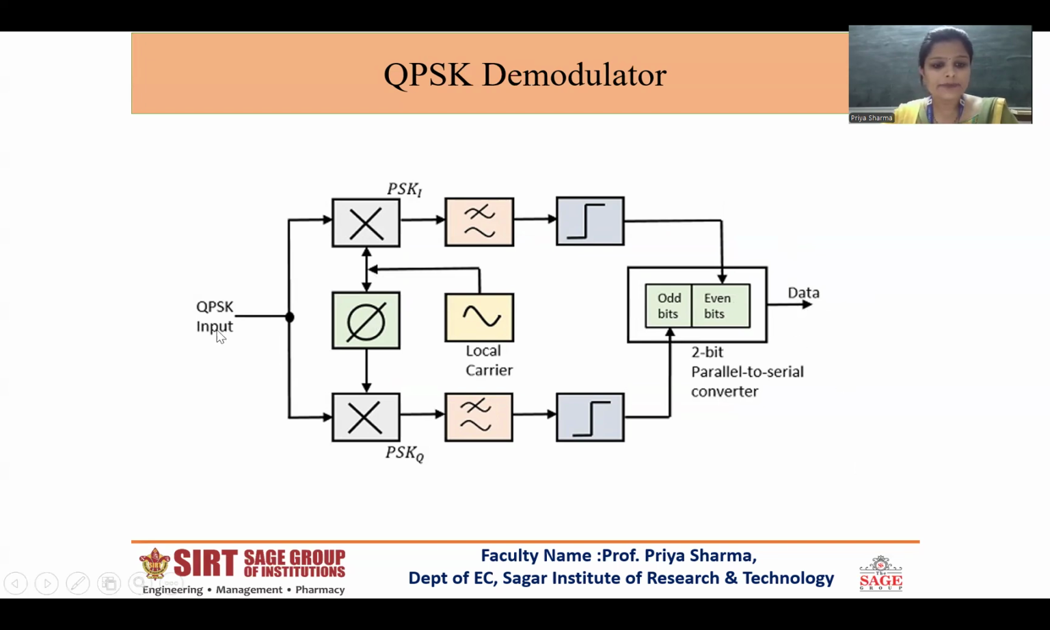The power splitter over here divides the input received signal into in phase and quadrature phase, PSK I and PSK Q. So we have the I and Q correlators and the carrier recovery circuit. The carrier recovery circuit may be of squaring loop type. It produces the original transmitted carrier signal, which must be in frequency as well as phase coherence.